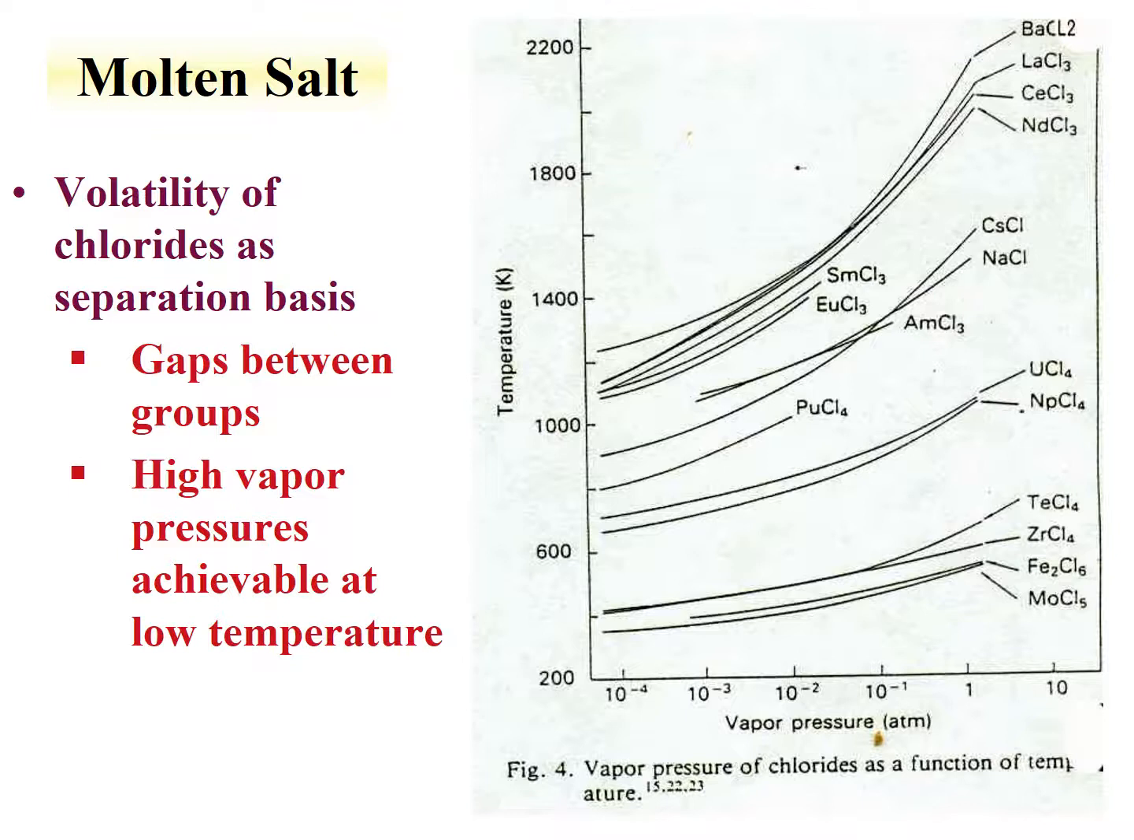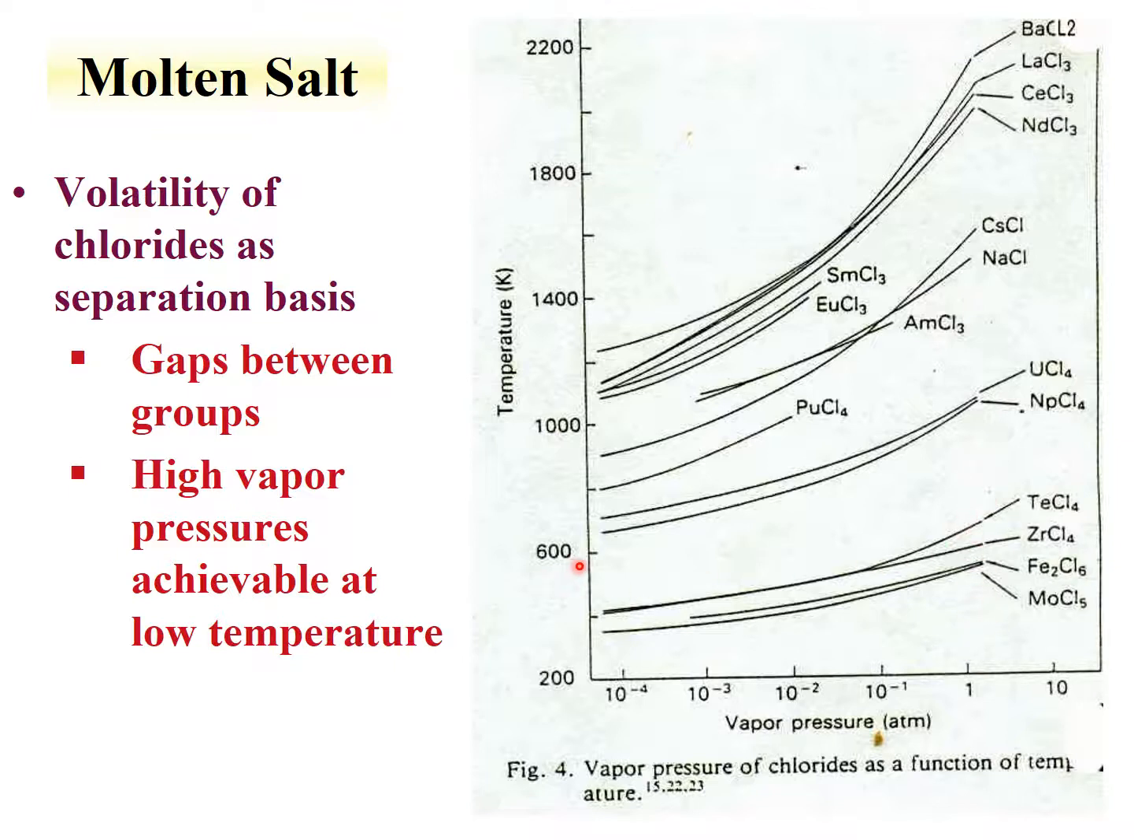As we discussed previously, volatilities are also a route for separation, and this can be applied to the molten salt system. Here's an example of temperature versus vapor pressure for different chloride systems. As we see that they can break into a few groups, we have shown here for tellurium, zirconium, iron, molybdenum chlorides, relatively high volatility at low temperatures. So for instance, anything above 1 atmosphere would be relatively high volatility.